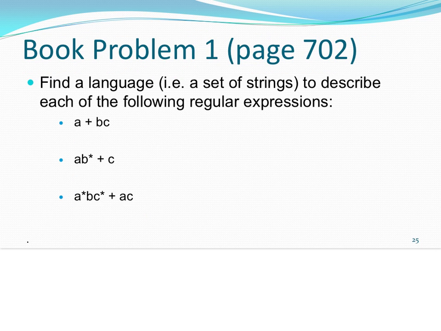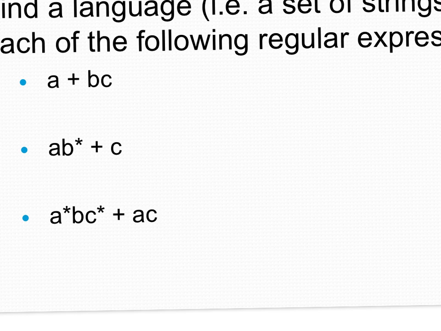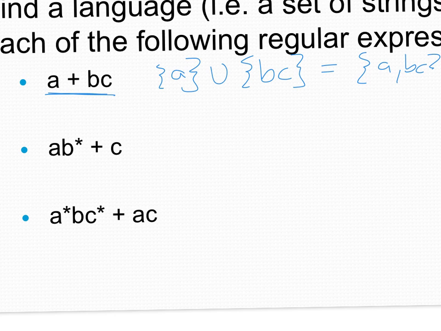So here's three problems. It says find a language, that is a set of strings, to describe each of the following regular expressions. So let's see. Let me make this just a little bit bigger so we have some space. So the first regular expression that we have is this A plus BC. Keeping in mind that plus is union, this corresponds to the set A unioned with the set containing a single string BC. Or another way to write this is just A comma BC.